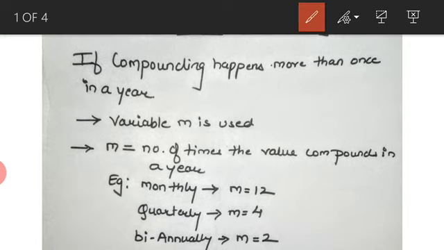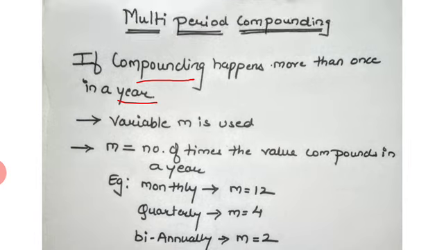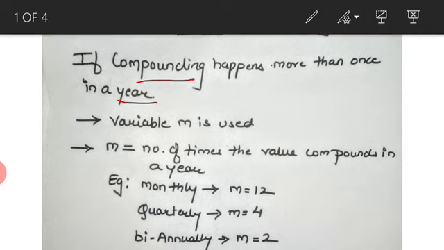As done in multi-period compounding, we know if compounding happens more than once in a year, that is monthly, quarterly, half yearly, fortnightly, all those things, then we call it multi-period compounding. So in multi-period compounding, we add a new variable called m. Now what is m? m represents the number of times the value compounds in a year. I hope you're clear with that concept.